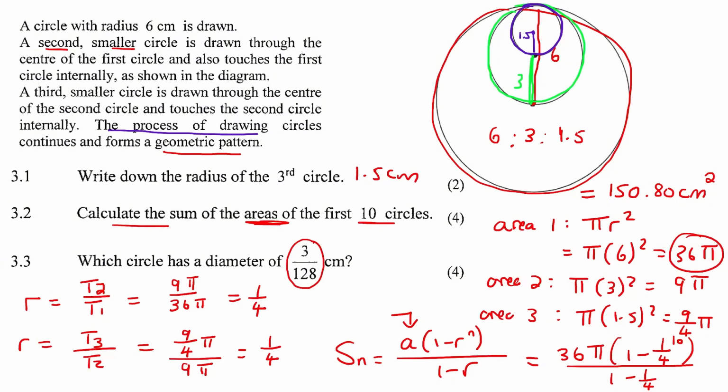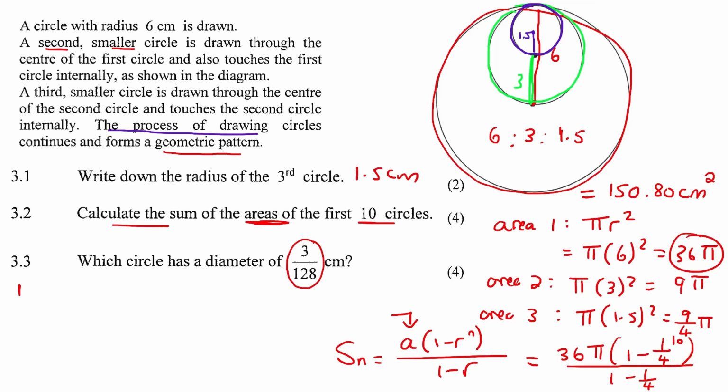Now this one says, which circle would have a diameter of 3 over 128? Okay, so let's make a diameter pattern now. We have a radius pattern, so we can quickly make a diameter pattern. Let's clear up some space over here. We know the radii, we've got 6 and then 1.5. Remember, we have those from earlier. Now remember, diameter is just double the radius. So for the diameter pattern, we get 12, then 6, and then 3. So that's your diameter pattern.